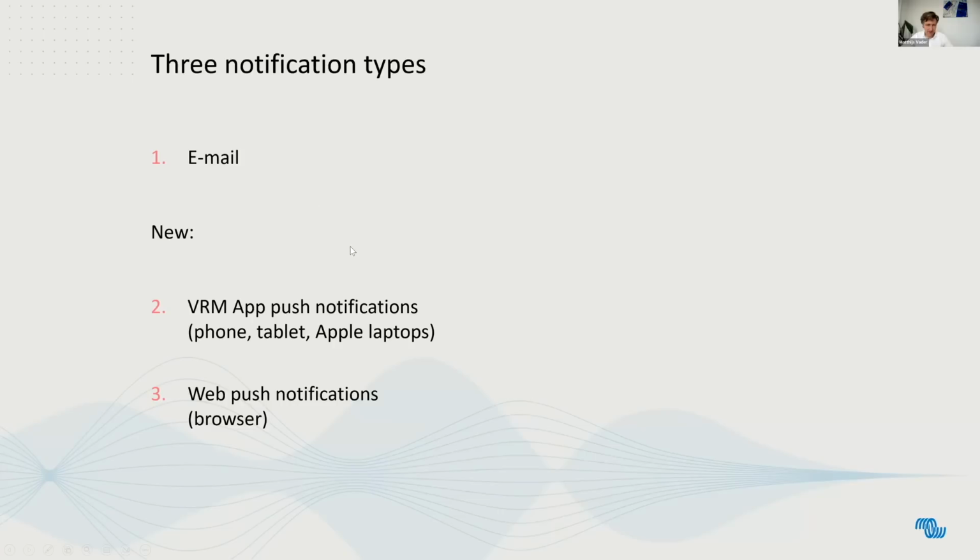So with the push notifications, we also added web push notifications. Those are browser notifications. Less used, I think, but still added. And with that, we now have 3 types of notifications. So in case something happens on your installation, there are 3 ways to notify the users. One is by email. It's the one that already existed. And new are these push notifications coming through the VRM app, and also web push notifications coming through a browser.